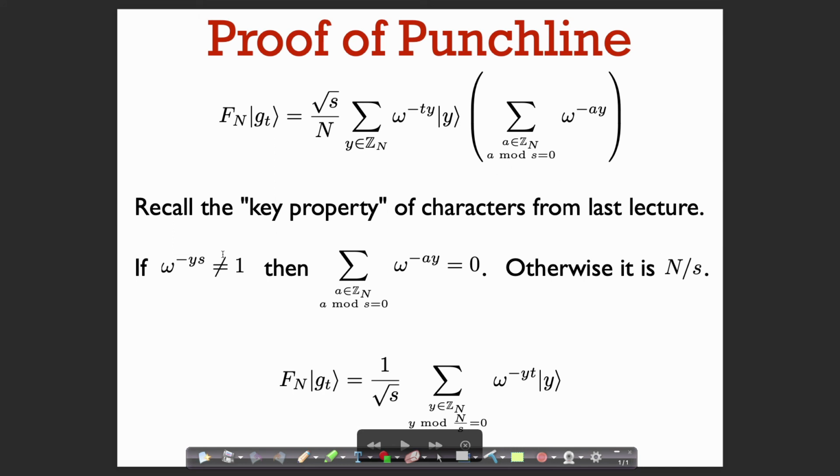Otherwise, if y is not equal to 0 modulo n over s, then omega to the minus ys is not equal to 1, and therefore this sum is 0. So the coefficient in front of such ket y's will be 0, and those terms go away. What we're left with is a sum over y modulo n over s equal to 0. We have this omega to the minus ty term, and then this sum becomes n divided by s. So n divided by s times the square root of s over n gives us our factor of 1 over root s out here. That's the proof of the punchline.